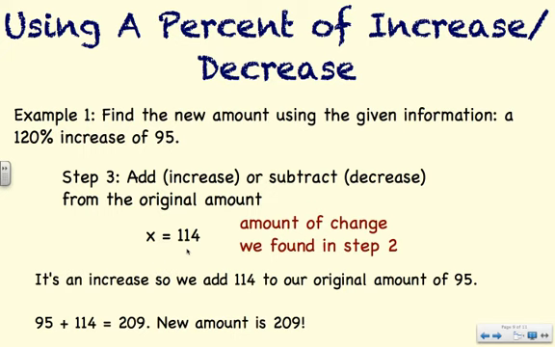Okay, so again, in step 2, what I find, remember, I'm finding the amount of change. It's not my final answer. It's not my new amount. I have the original, I have the percent of change, and I have the amount of change. So in step 3, if it's a percent of increase, I take my amount of change and I add it to the original amount. If it happens to be a percent of decrease, then I take my amount of change and I subtract it from the original amount.